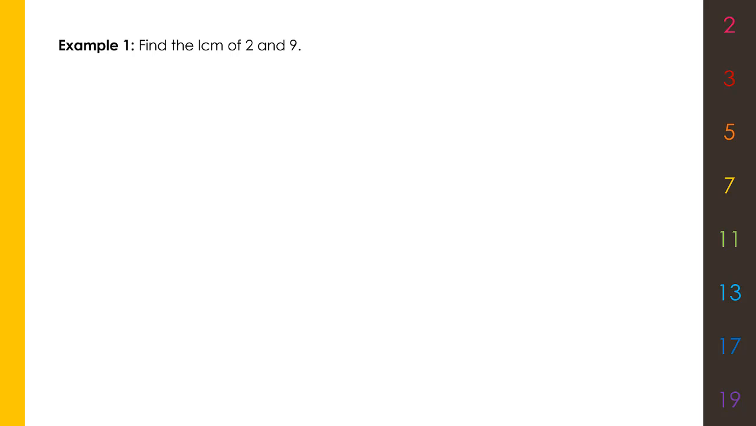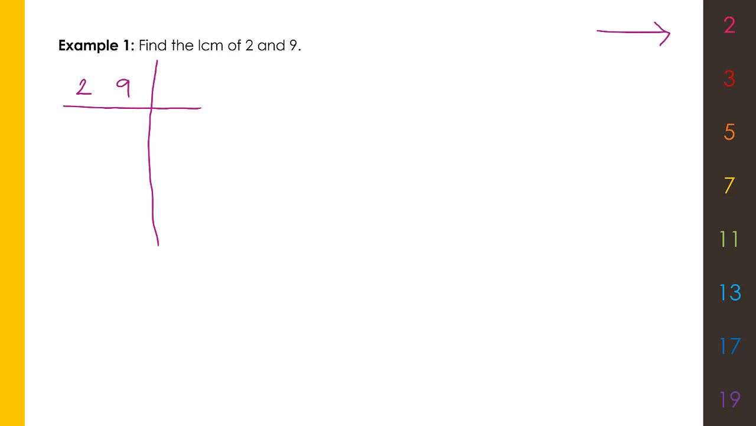If you see on the right side of the screen, I already listed the prime numbers, so we can use them as a guide. I already wrote the prime numbers between 1 and 20 because they're the most common ones that we are going to use. To start, I'm going to write the two numbers that we are going to solve for the least common multiple in a table. So we have 2 and 9. We're going to write them next to each other in a table.